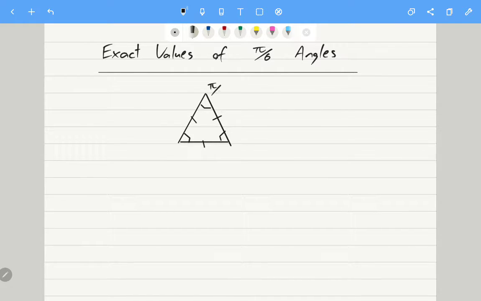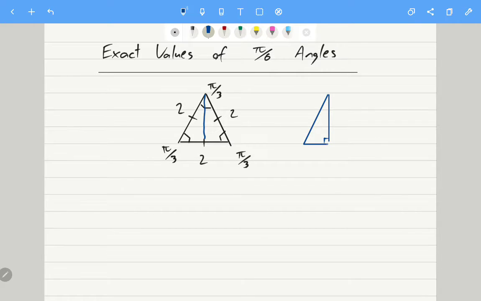Right? So this would be pi on 3, this would be pi on 3, this would be pi on 3. Right? And we could set any value for the sides. I'm going to set the values to being 2. So all of the sides are 2 units long. Now imagine that I split this triangle in half. Let's redraw just half of the triangle.